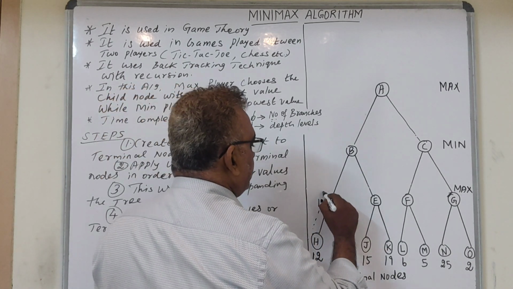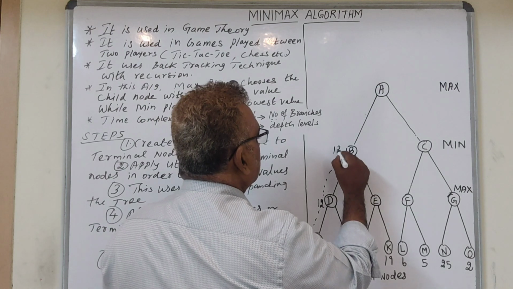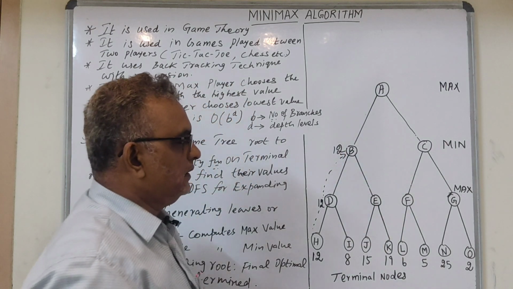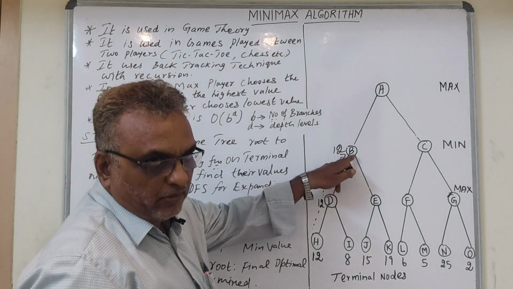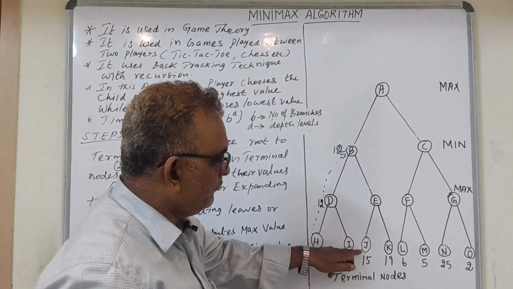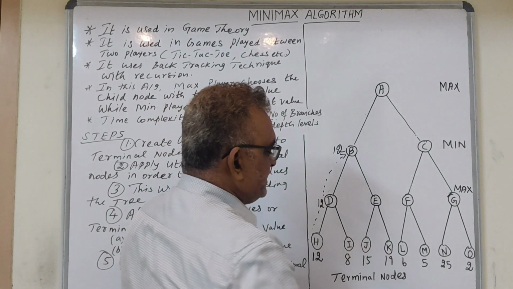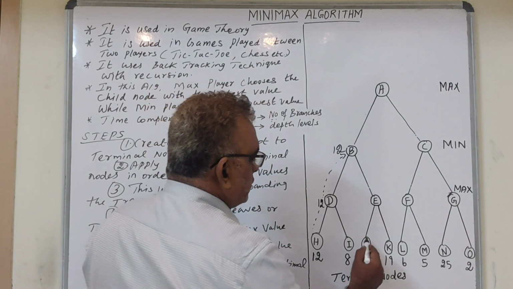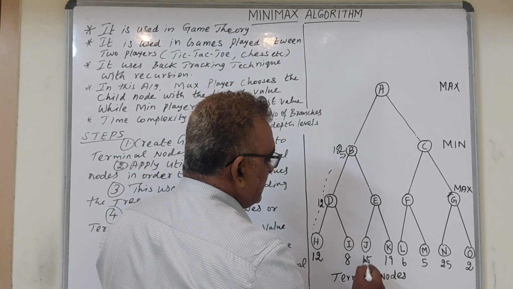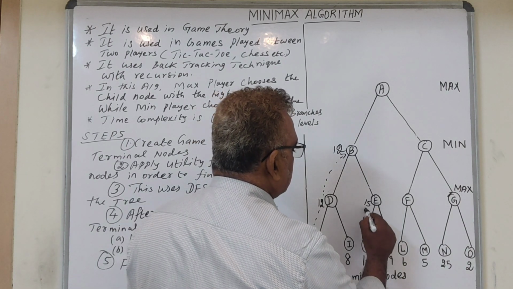Again this value will be backed up to its parent, that is node B. Now from B we follow DFS, so the search starts from the node J. Here the value of J is 15, and that will be backed up to its parent, that is E.